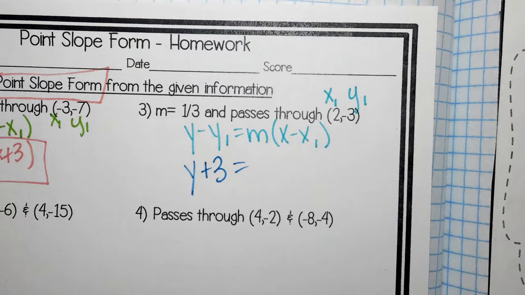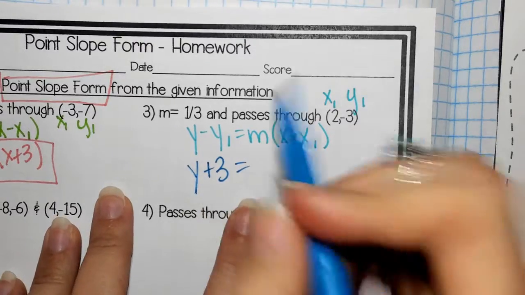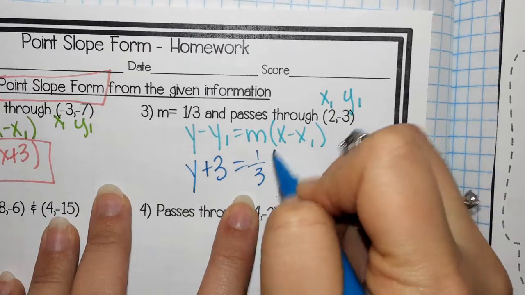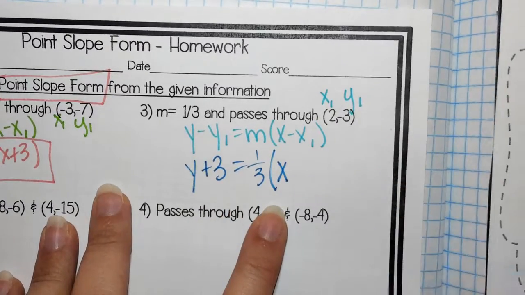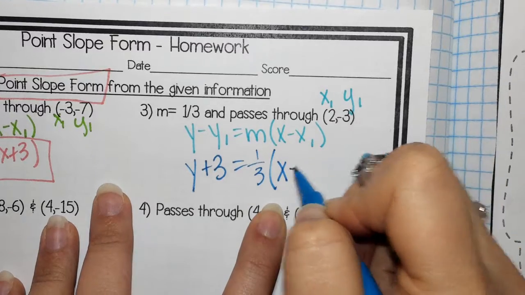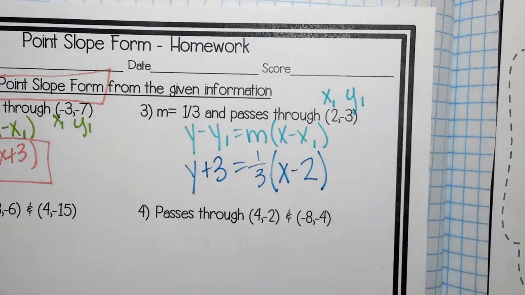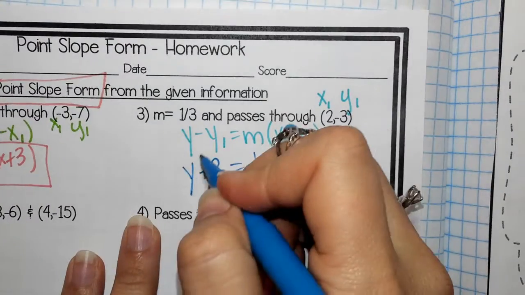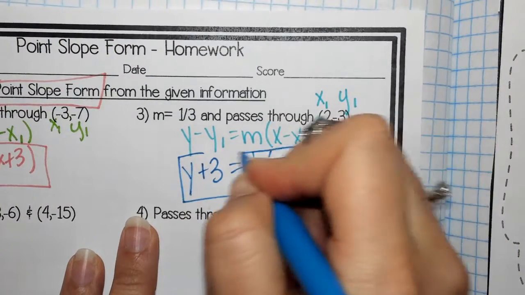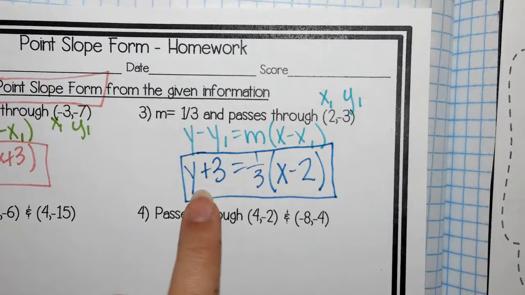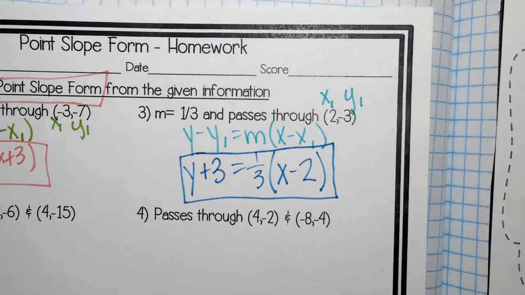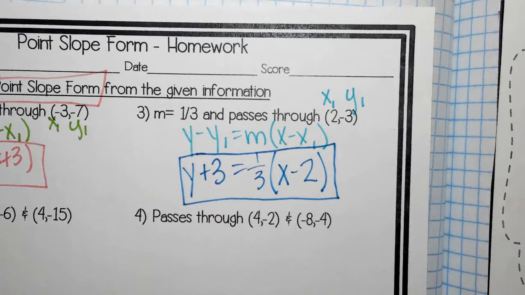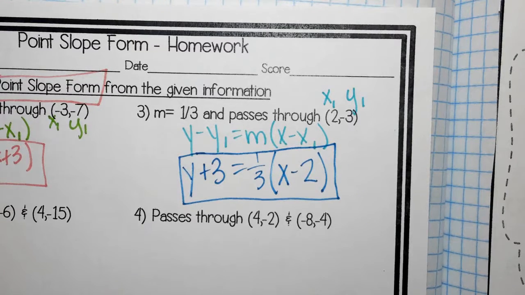All right, what is m? 1/3. M is 1/3 times x minus what? 2. Now, do we need to solve for y? No, we are done. Leave it like this. Now, why did we change this to a plus 3? Because two negatives equal a positive. Because it's minus a negative, so two negatives make a positive.